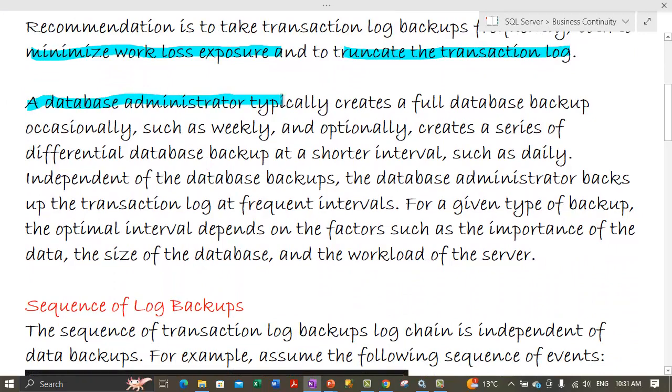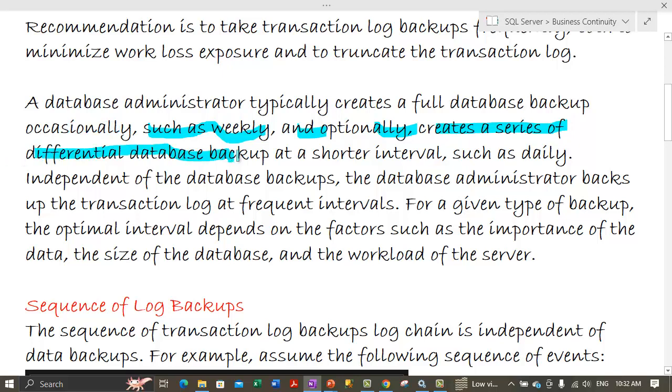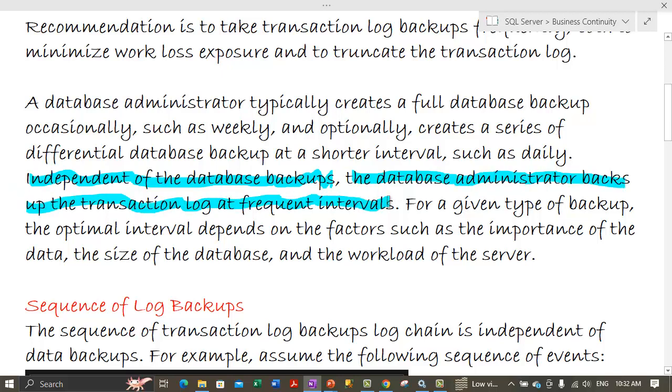Now, a database administrator typically creates a full database backup occasionally, like once in a week, and optionally creates a series of differential database backups at a shorter interval, such as daily. So full backups are generally taken on a weekly basis, whereas the differential backups are taken on a daily basis. And independent of these full and differential database backups, the database administrator also backs up the transaction log at frequent intervals.